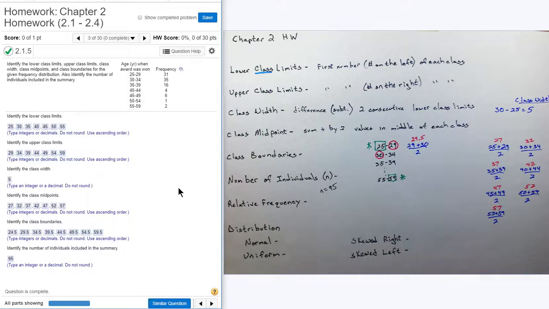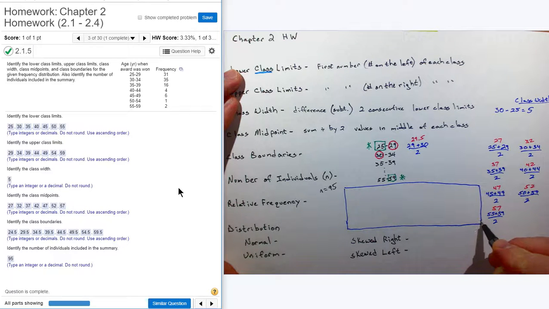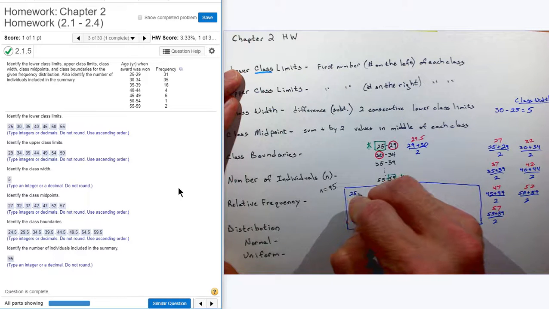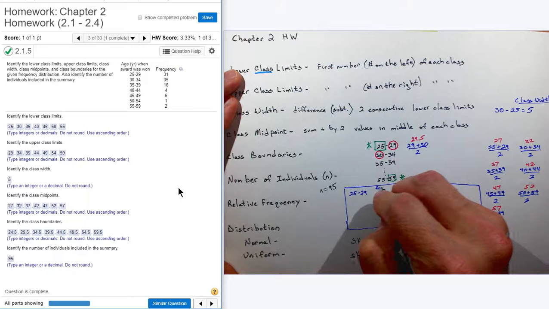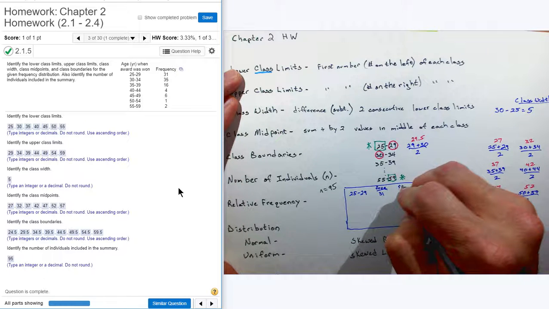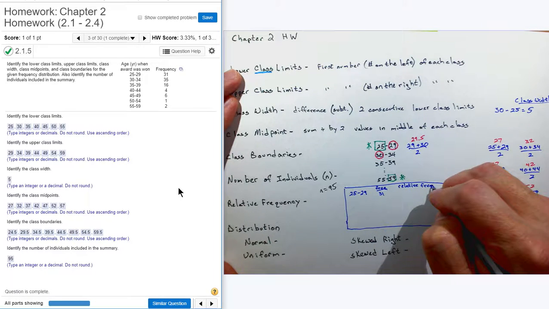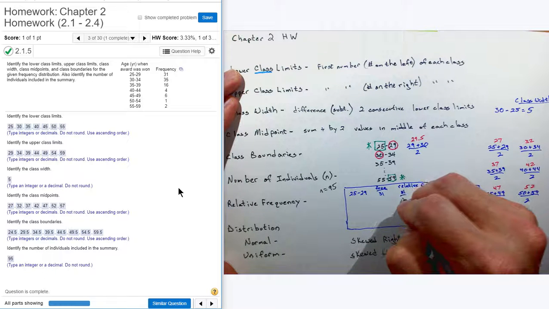Okay, so we're going to leave it right there because what I want to build upon is relative frequency in our distributions. To find the relative frequency, you have to take each frequency that you have. You have to take each frequency. So for instance, the frequency for the first class, 25 to 29, was 31. Well, to find the relative frequency, I simply say 31 divided by 95.